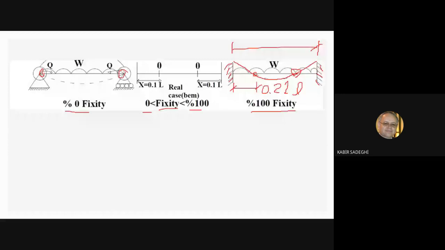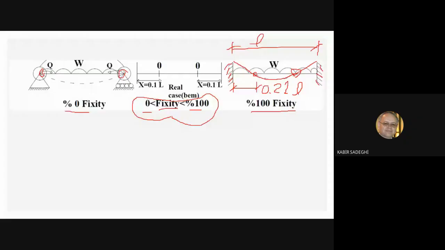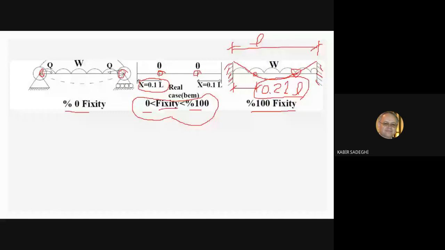But in the real case, you see the beams situation in a frame, there are some rotation in the joints, there are some rotations between columns and beams. Actually, with some experience and some statistics, they have seen that instead of 0.21L, we have something about 0.1L, 10% of length here, with zero moment and the support. It means that the length is like this.